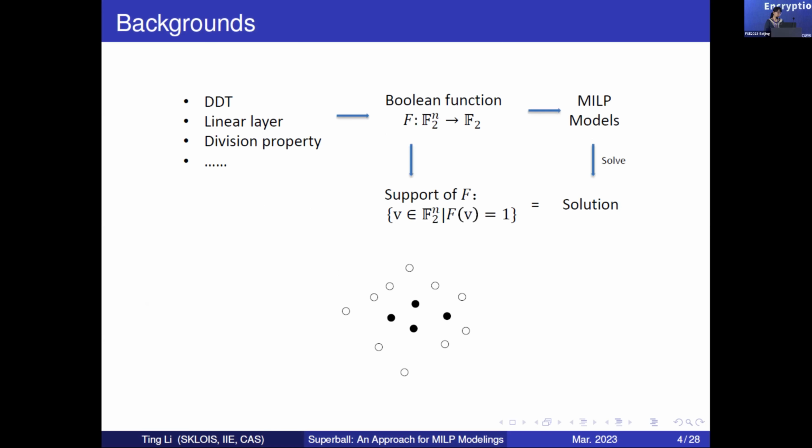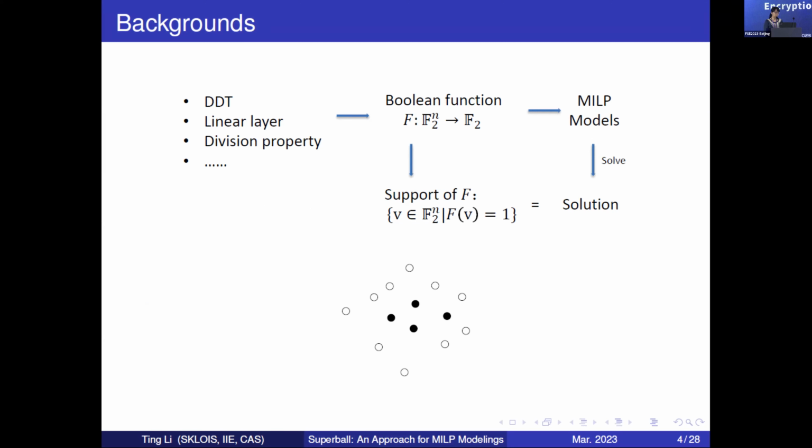Generally, to describe the behavior of an entire crypto system, we need to deduce Boolean functions from components such as the differential distribution table, linear layers, and so on. The input values of Boolean functions are binary vectors, which can be seen as points here. And the support of a Boolean function is the set of input values that give non-zero output.